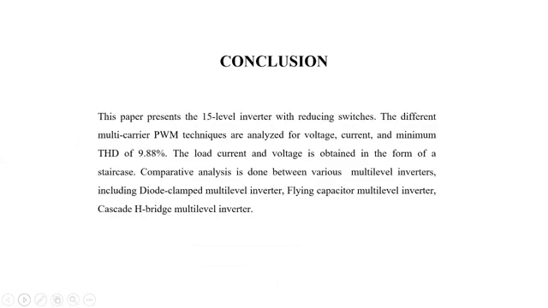Conclusion. This paper presents the 15-level inverter with reduced switches. The different multi-carrier pulse width modulation techniques are analyzed for voltage, current, and minimum total harmonic distortion of 9.88%. The load current and voltage are obtained in the form of a staircase. Comparative analysis is done between various multi-level inverters, including diode clamped multi-level inverter, flying capacitor multi-level inverter, and cascade H-bridge multi-level inverter.